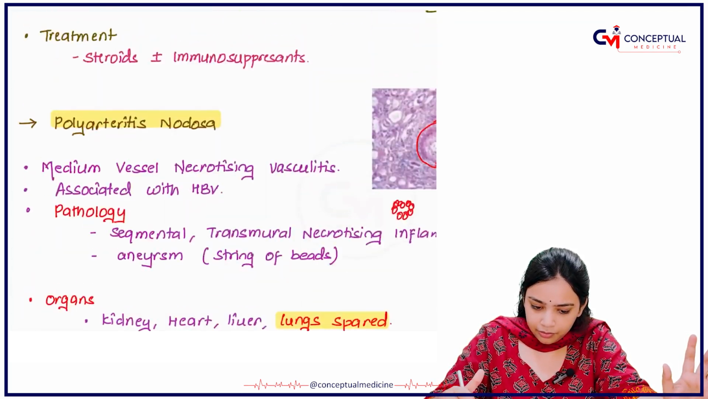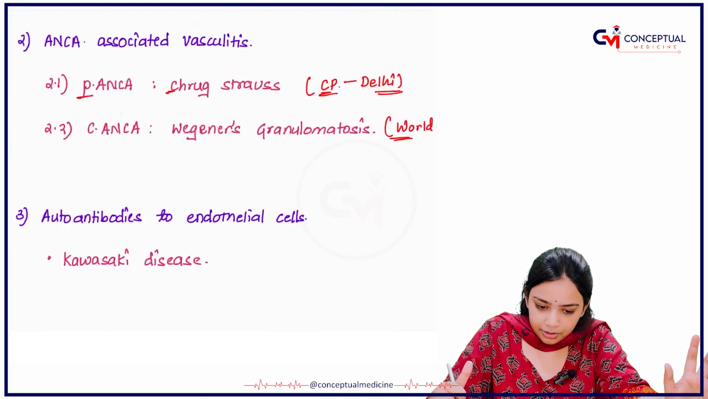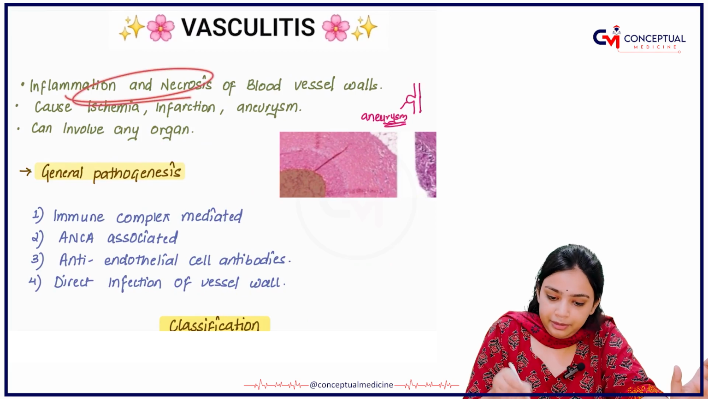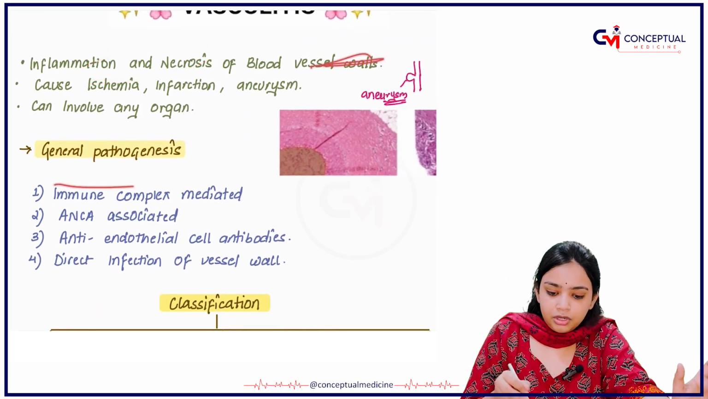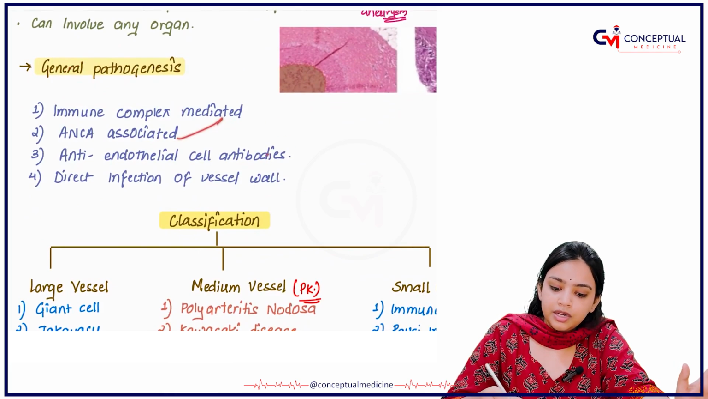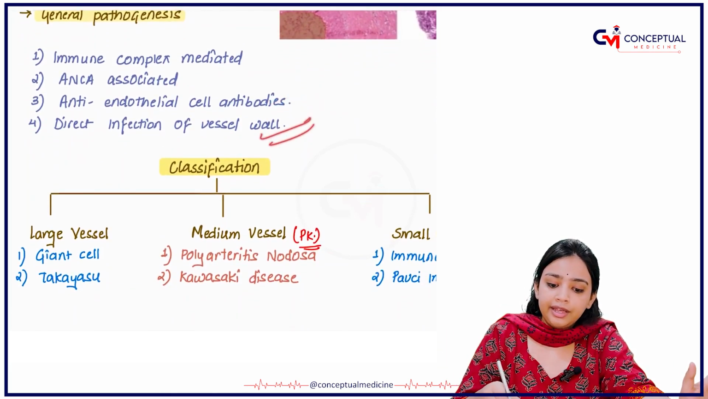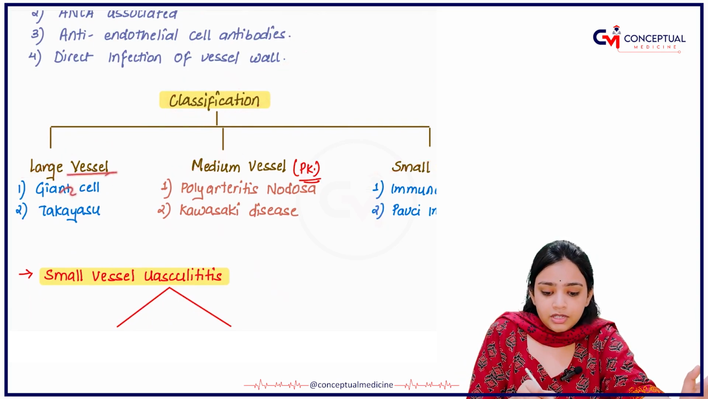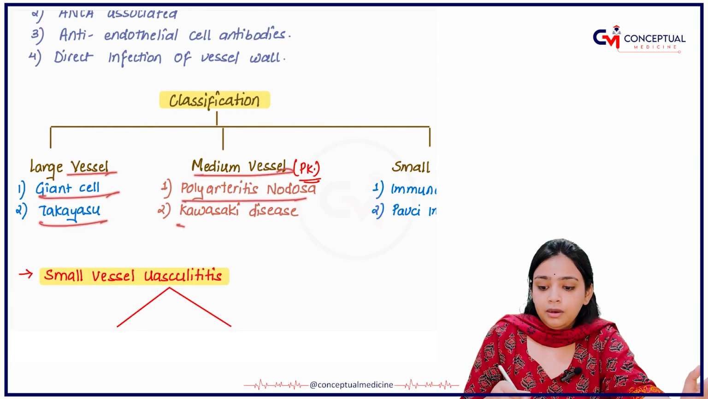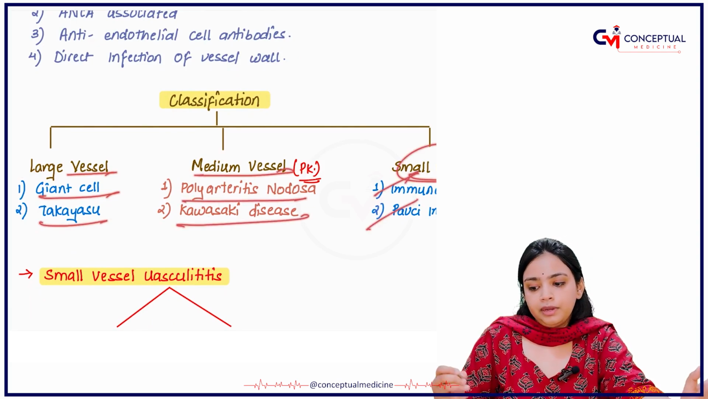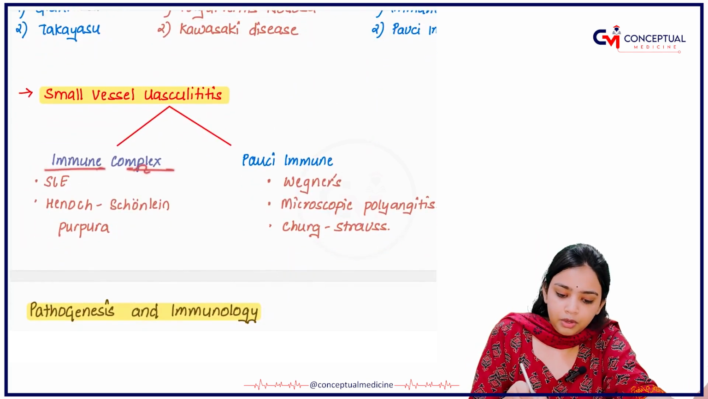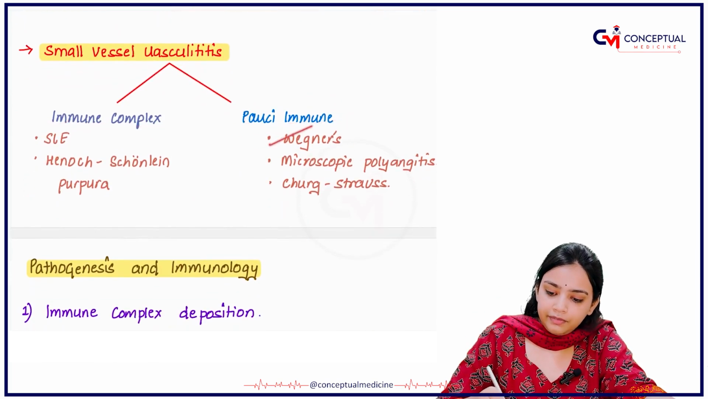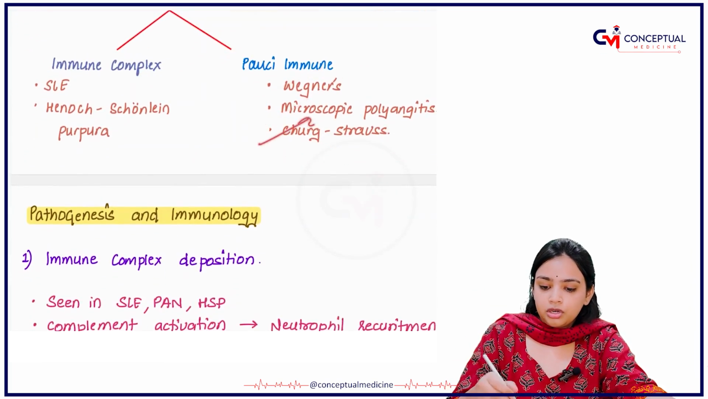Let's just recap what we have learned about this chapter. In this chapter, we have seen vasculitis is nothing but the inflammation of the blood vessels. Pathogenesis we have seen: ANCA-associated, anti-endothelial cells, direct infections. Classification, we have the large vessels, medium and the small. In large vessel you have the giant cell and Takayasu. Medium you have the PAN. Small vessels, immune complex: you have SLE and Henoch-Schonlein. In the ANCA-associated you have the Wegener's, the microscopic and the Churg-Strauss.